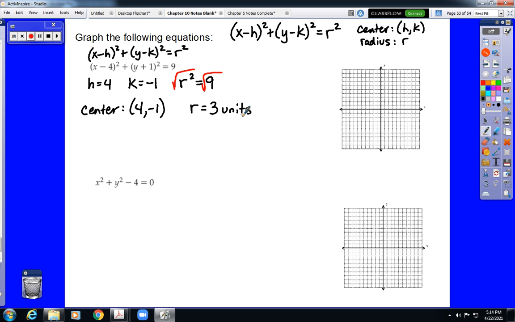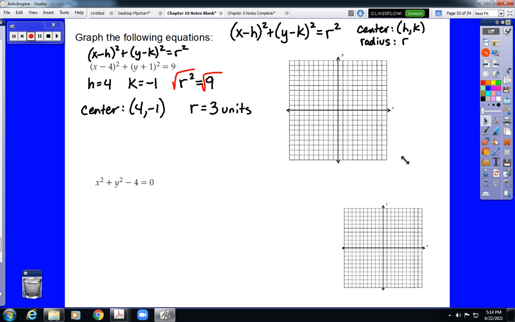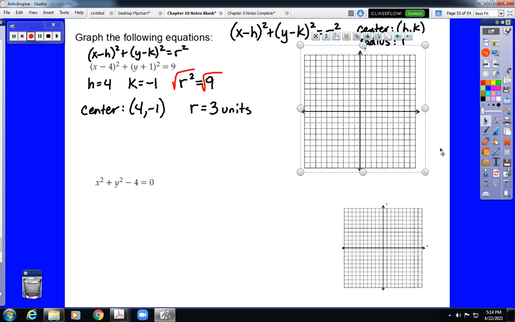Then we travel over to our coordinate plane. I'm going to make it a little bit bigger because I have plenty of room to do so. Okay. We graph the center. The center is the point (4, -1), which is right 4 and down 1 from the origin. So we graph the point (h, k). And then what we do is from that point, we travel the radius in all 4 directions.